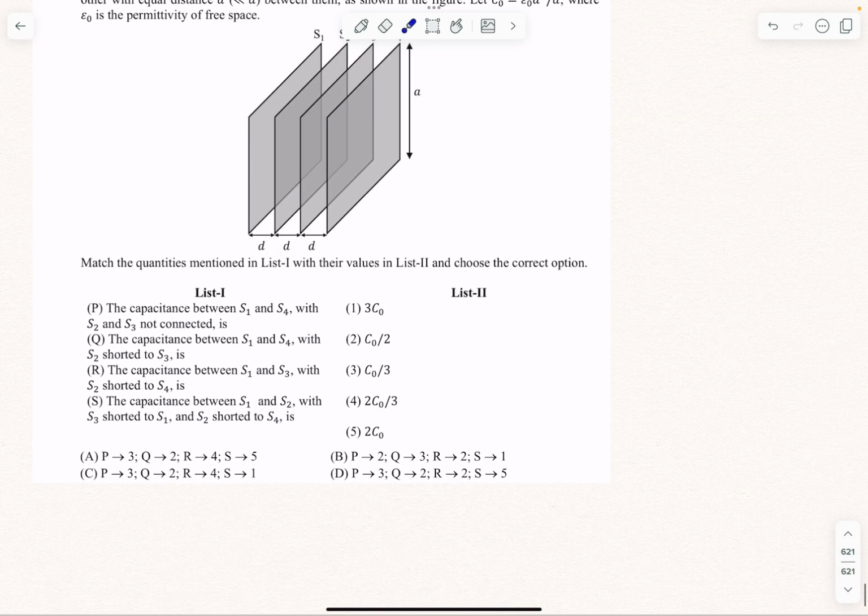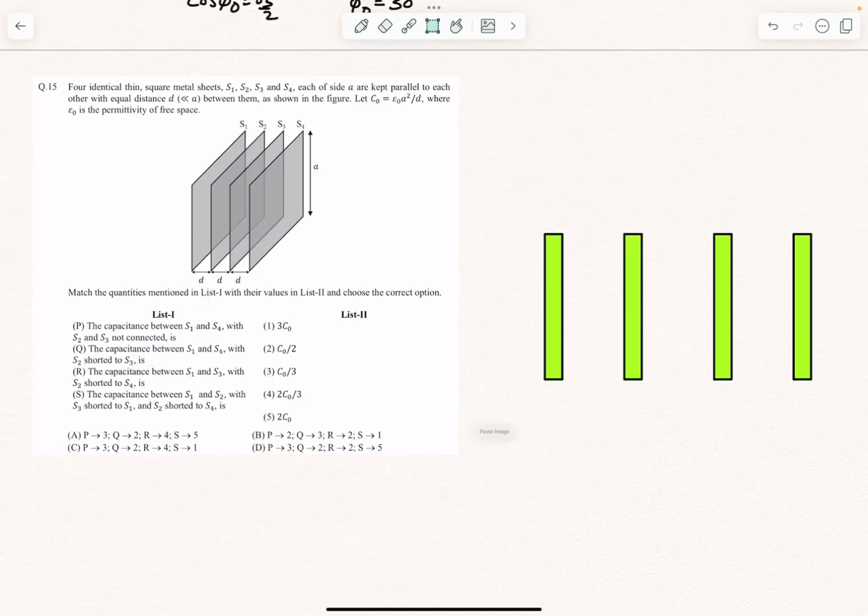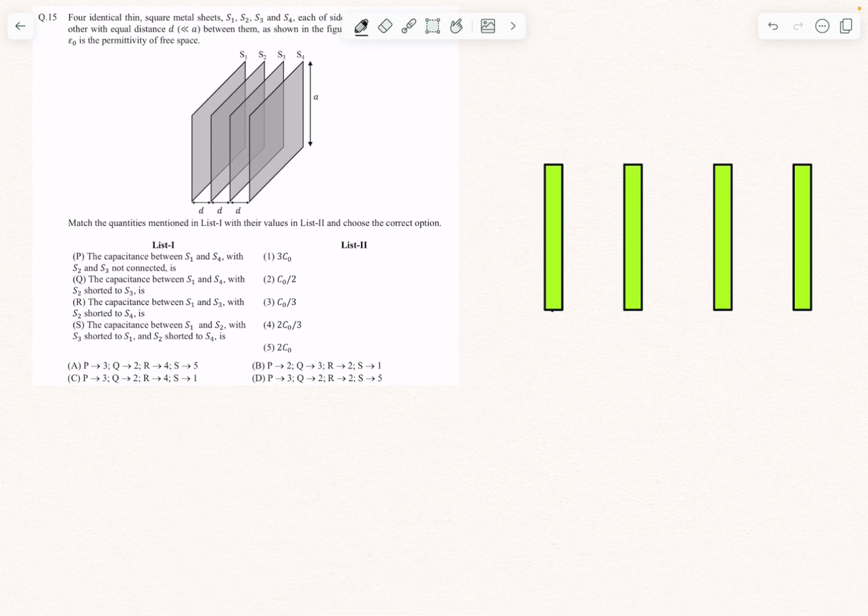So again guys, in this question everything is almost similar, so I'll just choose the easiest options. So if you observe, if I solve option S, then I can directly eliminate 2 options. So I'll start with option S. Okay, so let's draw 4 plates. Okay, and in the last option they're saying the capacitance between S1 and S2, so that will be this plate and this plate. So we have to find the capacitance between these 2 plates. S3 is shorted to S1, this plate is connected to this plate, and S2 is shorted to S4. So I'll just connect it using this wire. So S2 will be connecting to S4.